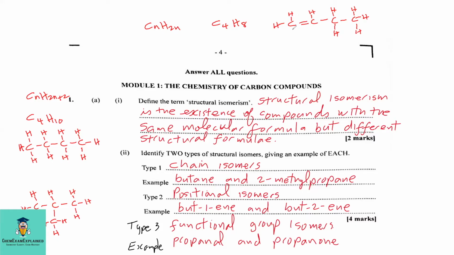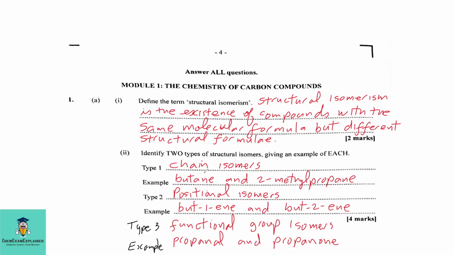So it was between the first and second carbon. I will now move it between the second and third carbon. So that's 1, 2, 3, and 4. So let's put in our H's, and we must have 4 bonds around each carbon. So here I have but-1-ene, and this is but-2-ene.